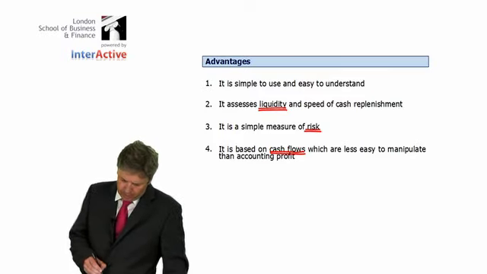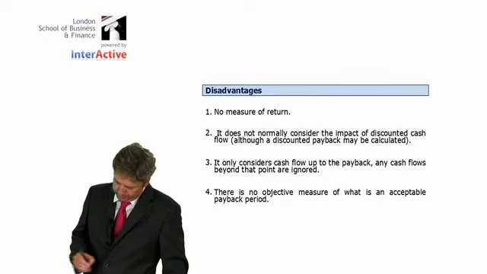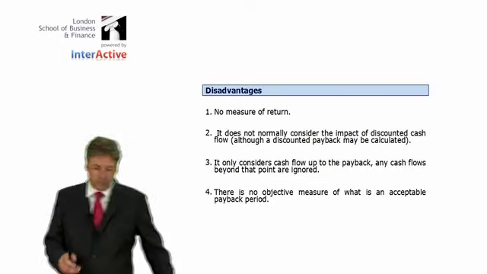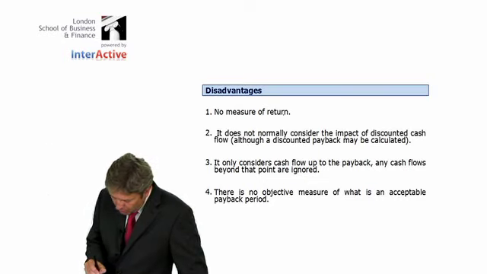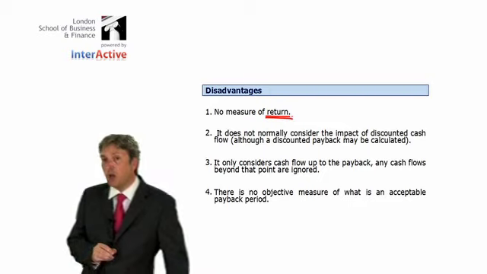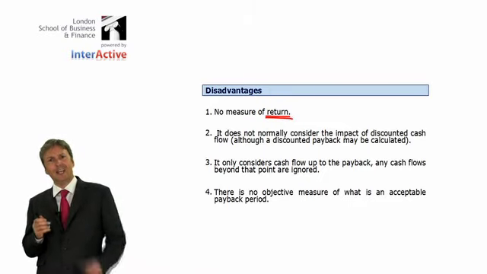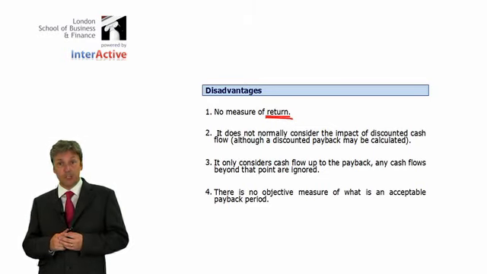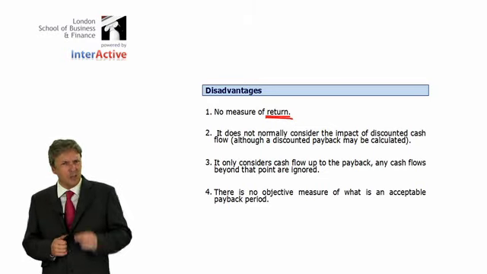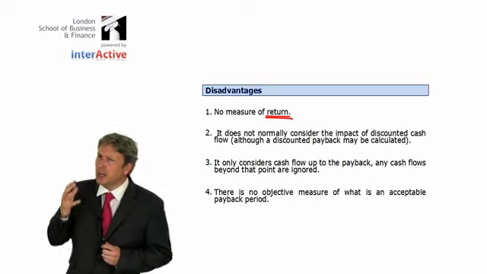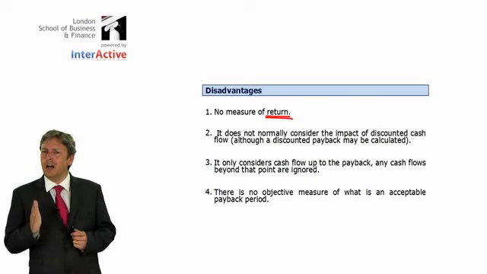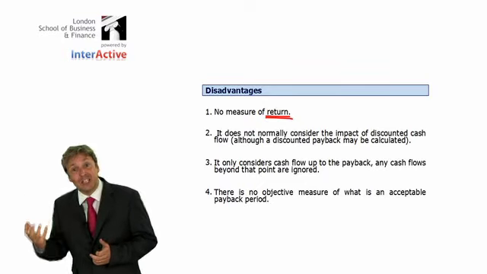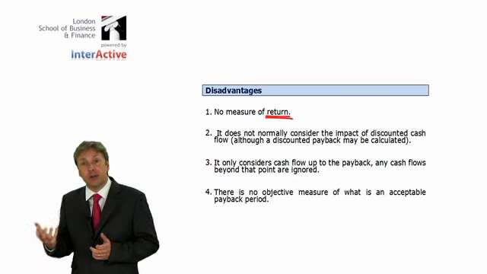Right. So, to begin with, we've looked at basic payback. Now let's look at disadvantages. Well, as I said before, there's no measure of return. Because we don't look at all the cash flows, we cannot assess whether or not this project should be accepted based on return. And that's a bit of a flaw. It means that we can't really use payback in isolation. Instead, we can only use payback in addition to some other appraisal method.